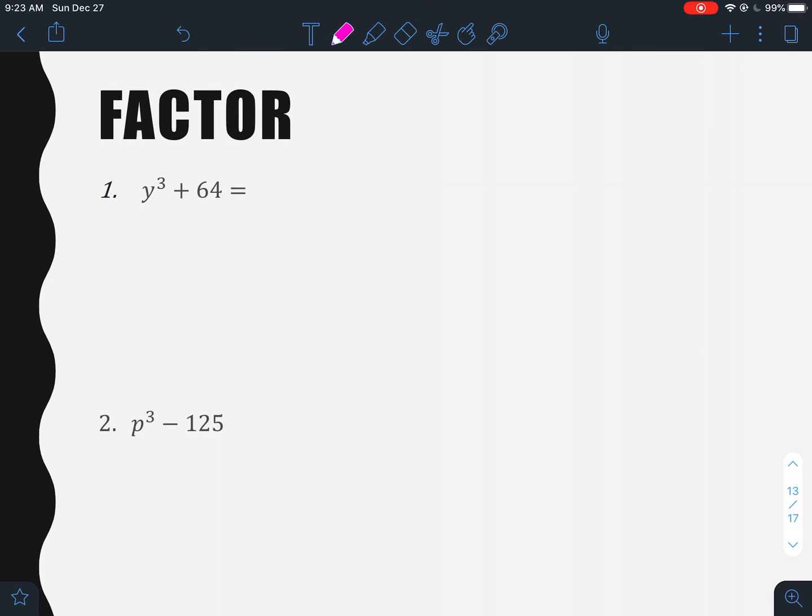All right, so let's factor some. y cubed plus 64. First, let's make sure it is a sum of 2 perfect cubes. y cubed is y times y times y. 64 is 4 times 4 times 4. So when I go to factor this, we have a short parentheses and a long parentheses. The first parentheses is y, and then plus 4.